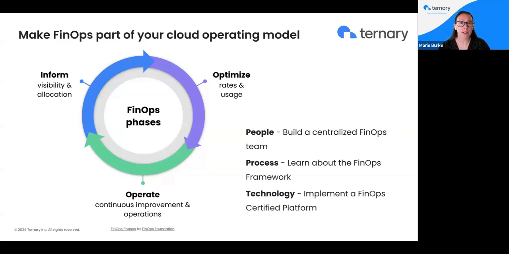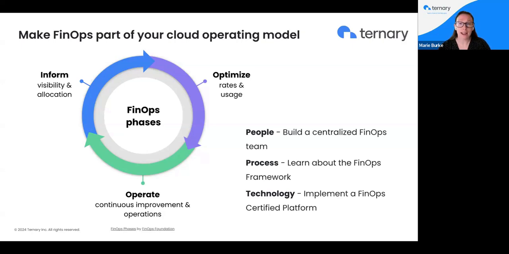And then from a process standpoint, again, I would highly encourage folks to visit the FinOps Foundation website at finops.org to understand the FinOps framework a bit better. I think there's over 27 different capabilities now, so there's a lot of different opportunity and areas for folks to hone in on their FinOps practice.